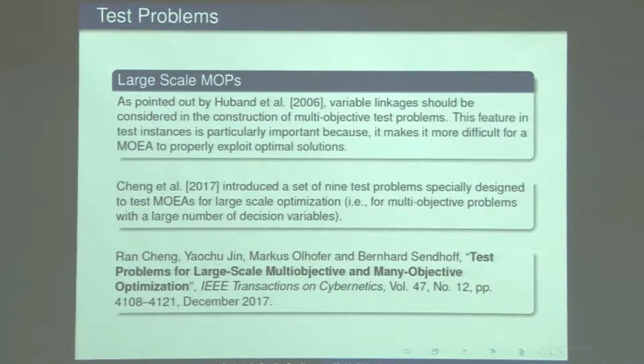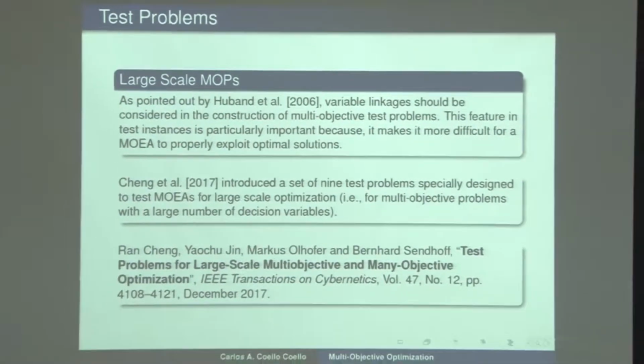But it's nice to have a benchmark. Something that Huband discussed in his paper is something we call variable linkages. This concept refers to possible interactions among the decision variables. There are some problems in which the modification of one decision variable affects others in the same string. Some people have analyzed those problems for multi-objective optimization. It's not very common, but when we have this situation, this dependency, the problem becomes very difficult to solve.